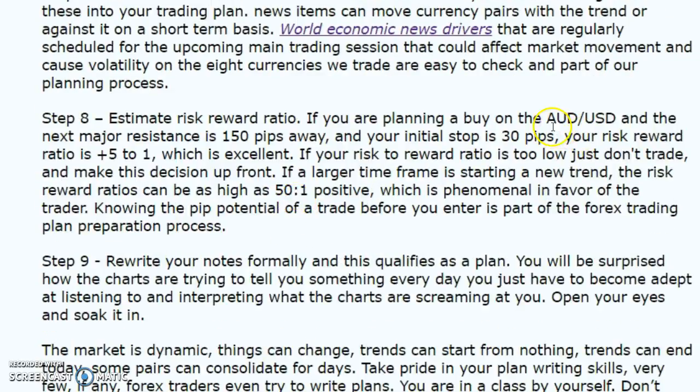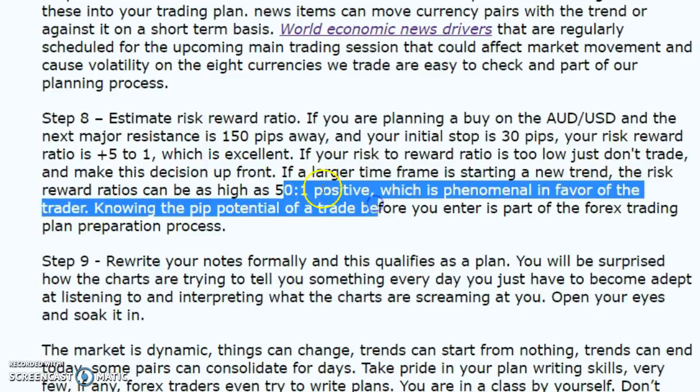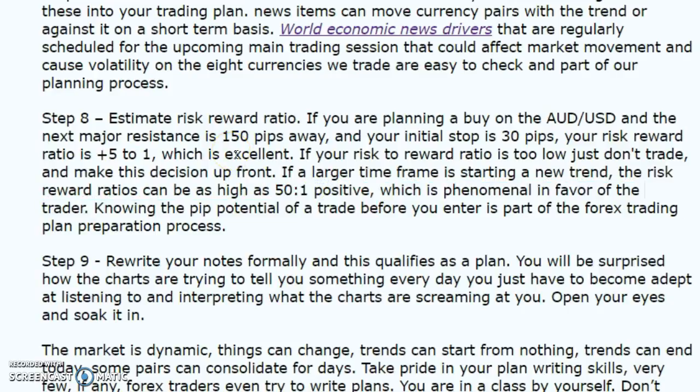So if you're planning to buy a particular pair and the next resistance is 150 pips away and your initial stop is 30 pips, then 150 divided by 30 is 5. That's a fantastic money management ratio. On the higher time frames, you can get much higher money management ratios, and Forex traders rarely trade with these ratios. That's because they keep trading the Euro USD over and over again.